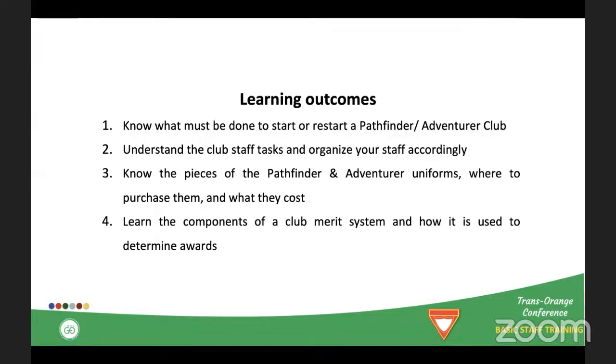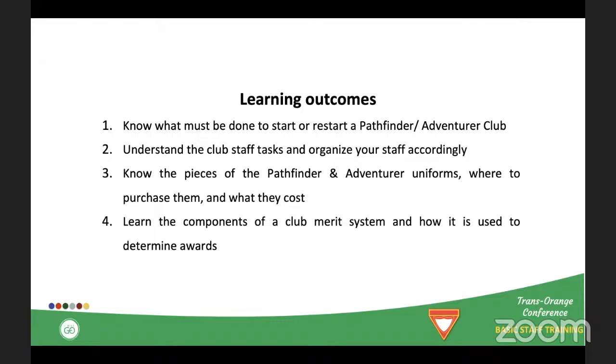We are on slide number 3, and we are going through our learning outcomes. I'll restart. At the end of the session, you must know what must be done to restart or start a Pathfinder or Adventurer Club. So which means the club organization is looking at a church that does not have Pathfinder or Adventurer Club at all. Understand the club tasks and organize your staff accordingly. Know the pieces of the Pathfinder and Adventurer uniforms, where to purchase them, and how much they cost.